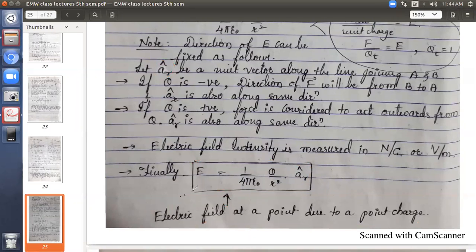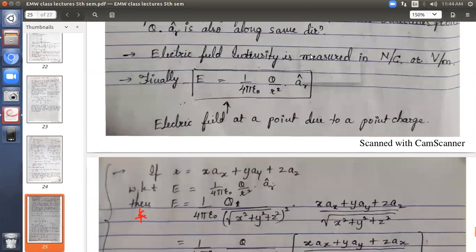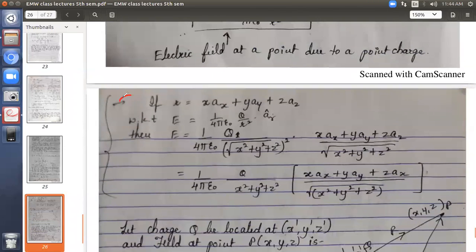Sometimes, just to confuse you, the question will be: find the expression for electric field intensity at a point due to a point charge. So you will not know which equation to derive. So this is the equation. Remember, this is how the question is expressed. Now, as a note, you can just glance at this.